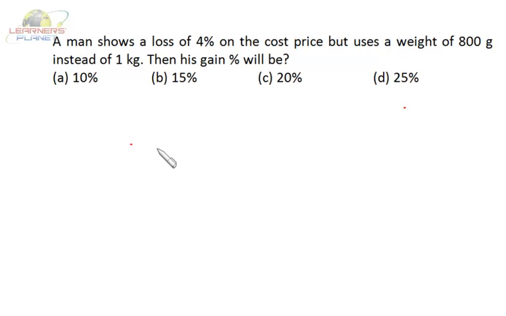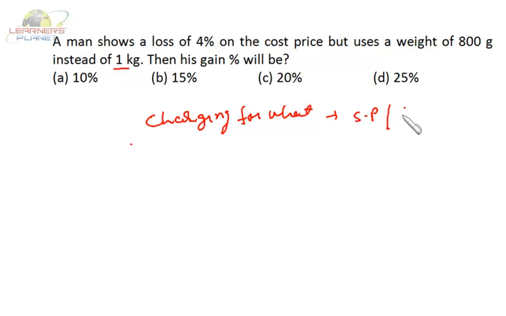Now let's see this question. A man shows a loss of 4% on the cost price but uses a weight of 800 gram instead of 1 kilogram. What is his gain percent? Friends, we have to consider two facts over here, right? One, he is charging for what? From this we can calculate the selling price or profit. And he is giving what?